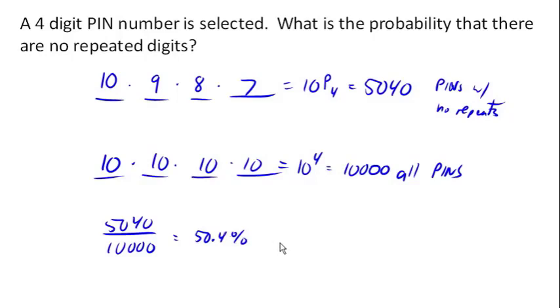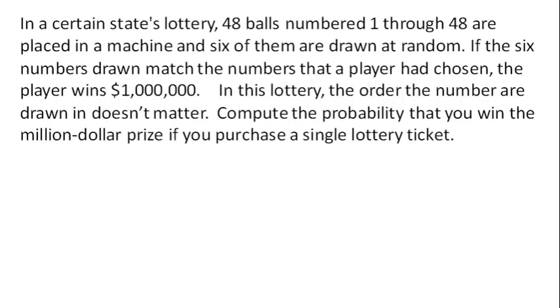So now let's look at a lottery problem. In a certain state's lottery, we got 48 different numbers, and 6 of them are drawn at random. The player gets to choose 6 numbers, and if their 6 numbers match, they win $1 million. The order doesn't matter in this particular lotto, so we're not playing Powerball. Let's see if we can find the probability that we win that $1 million prize if we purchase a single ticket.